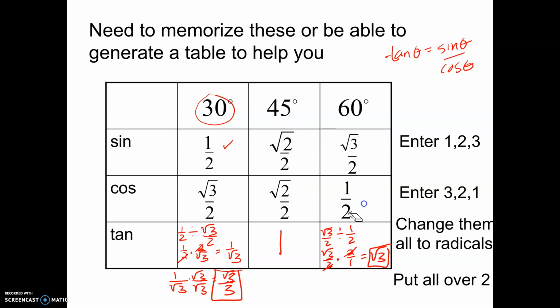Okay. Other things you might notice is that the sine of 30 gives you the exact same value as the cosine of 60. Okay. They both have the same value of sine and cosine for 45. They're both radical 2 over 2. And the cosine of 30 gives you the same value as the sine of 60. Okay. And that'll come to light why later.